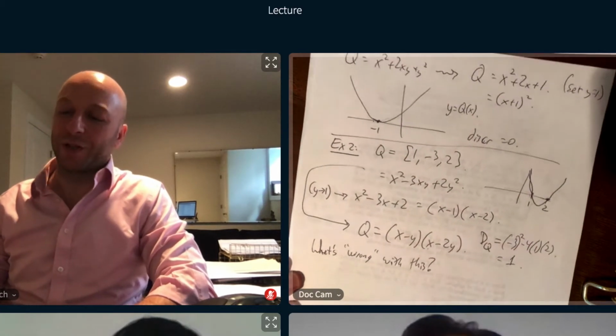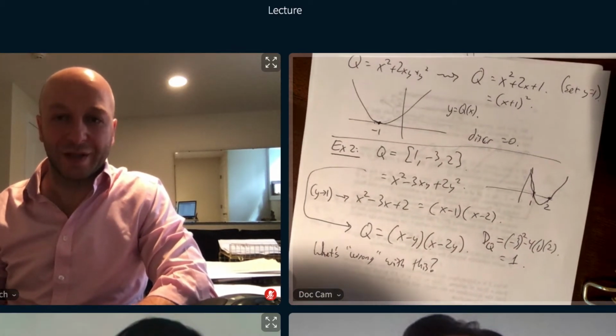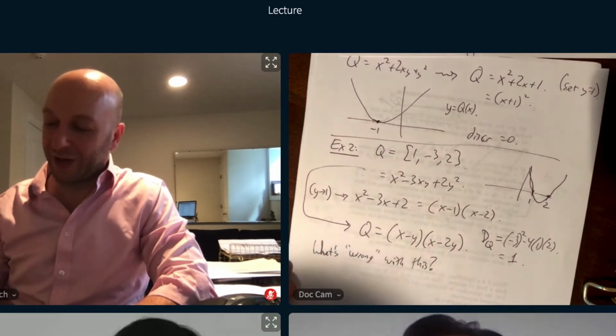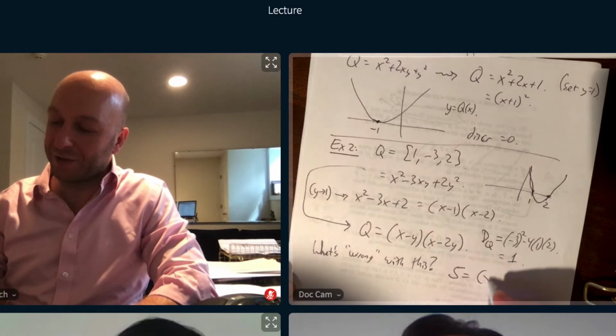Well, what do I mean what's wrong? We want to know what integers does it represent? What numbers does it represent? Okay, so does it represent 5? Let's see. Can we solve 5 is equal to x minus y times x minus 2y?